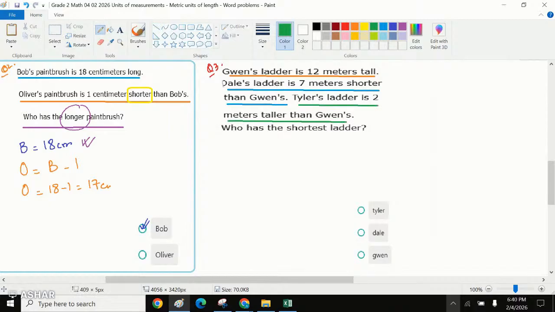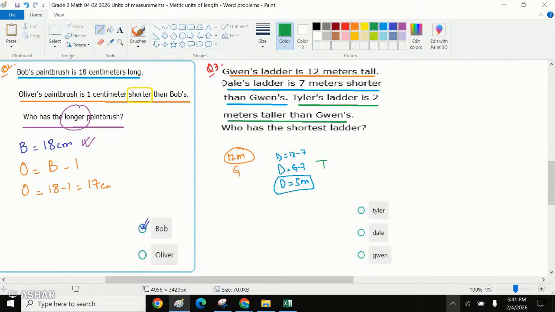So if we say Gwen, Dale, and Tyler, some values would be given to us, right? Gwen's was 12 meters. Dale's ladder is 7 less than Gwen's, right? Dale was Gwen minus 7. That means Dale would be 12 minus 7, and that means Dale comes out to be 5 meters. What about Tyler?